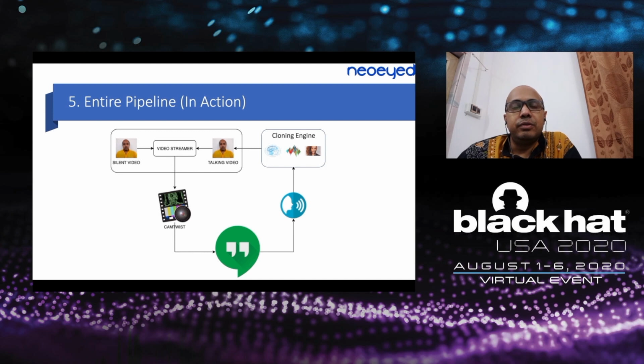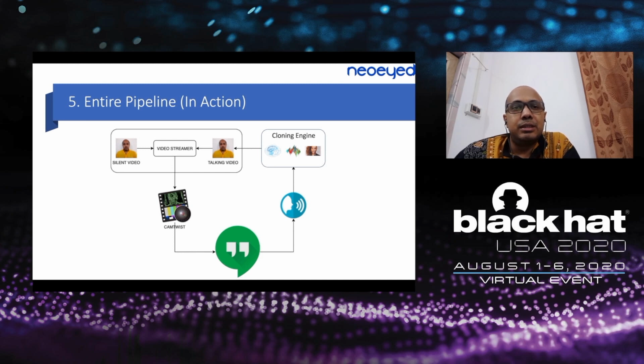With this, I created an app which streams between two videos. There's one silent video, a listening video, as if I'm just staring at the camera and listening to what the other person is saying. That video keeps getting played, and using cam twist I made it a virtual camera for, let's say, Hangout. So whenever Hangout switches on the camera, somebody will see this streaming video.